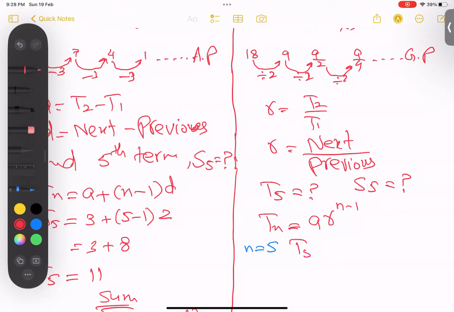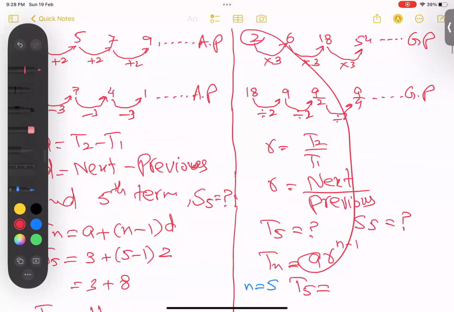I got T5, and what is our first term? You know it, first term is 2. So I'm copying 2 here. And what is the common ratio? I know common ratio is 3. So I'm copying here. And what is n? n is 5. I'm copying here. And 5 minus 1 is 4.